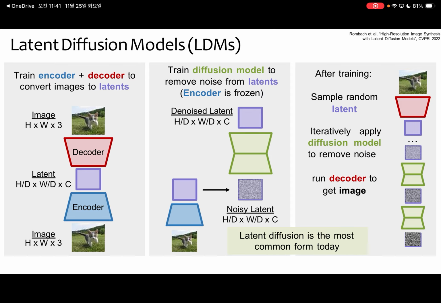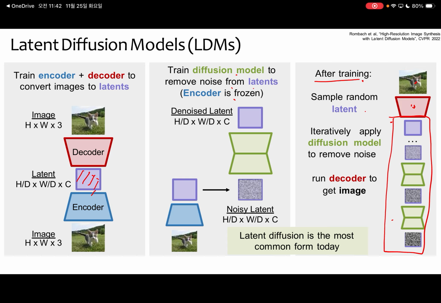Here, we train the diffusion model to remove noise from the latent encoder. The encoder is frozen. So after training, we sample a random latent, and then we have this kind of denoising network inside of latent space, not image space. We are interested in this purple color latent space. We encode the image to some latent feature, and then we do all these steps like denoising, CFG, all the stuff in the latent space. And then after denoising, we pass it to the decoder to get an image.